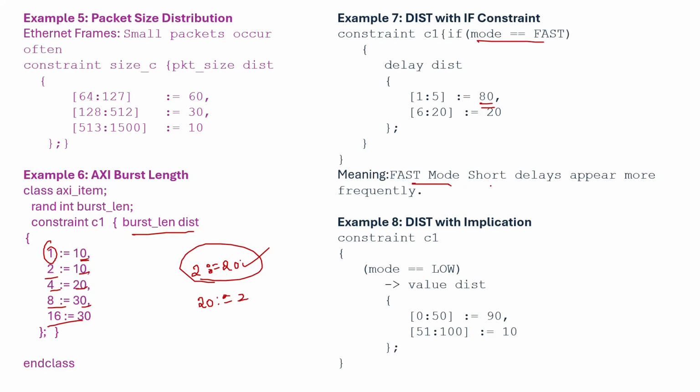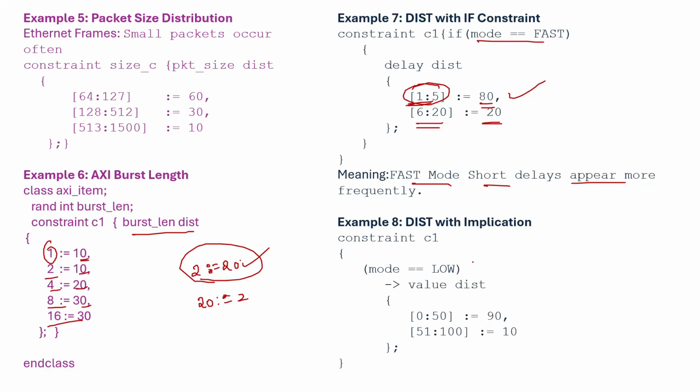In fast mode, short delays appear more. That is, the short delays, that is the representation, 80% I mentioned. And longer delays will appear less.